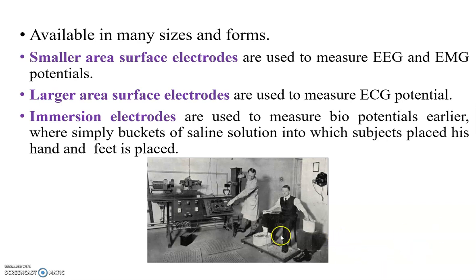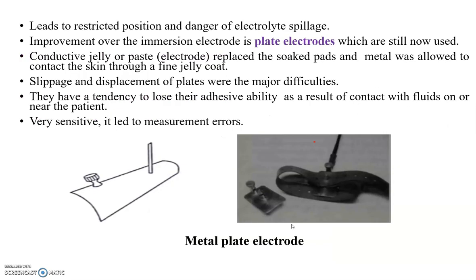This diagram represents the 3D view of the immersion electrode. Here you can see the feet are placed in a saline solution and the hand is placed in a saline solution. These types of electrodes lead to restricted position and a danger of electrolyte spillage. The improvement over the immersion electrode is the plate electrode, which is still used now.